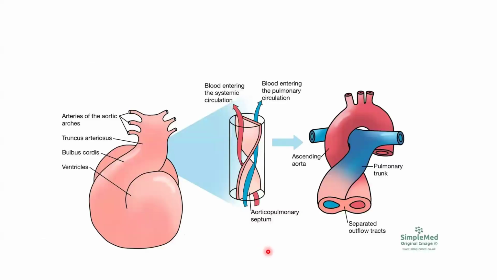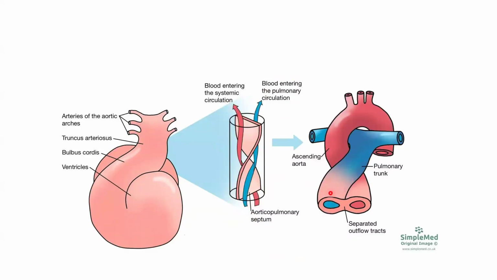This is what I've tried to capture in this image. Okay, so the septum is spiral. So it allows the pulmonary artery to start off from the right and end up on the left, and the aorta to start from the left and end up on the right. Okay. And this gives you the characteristic overlap of the structures.